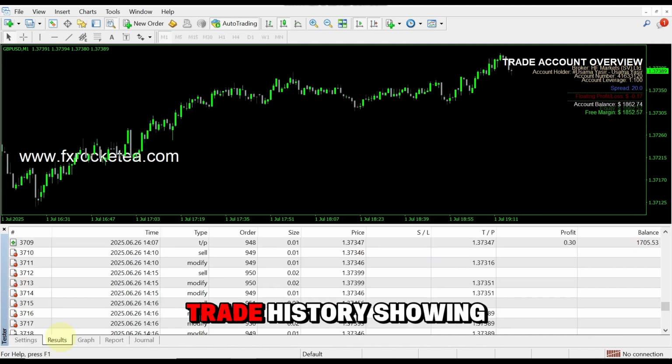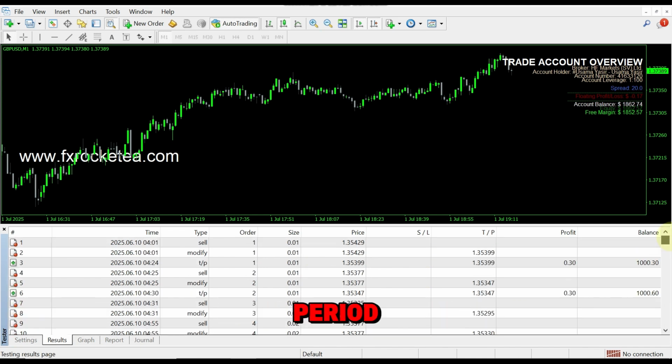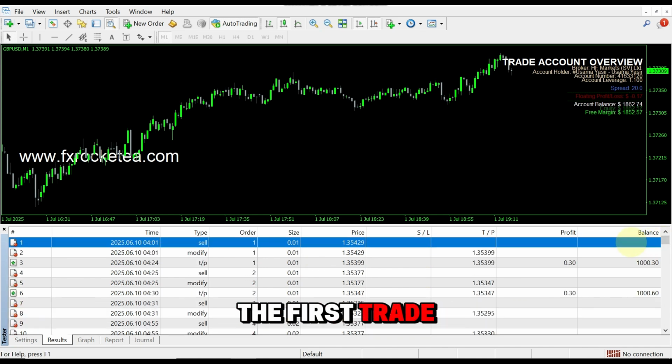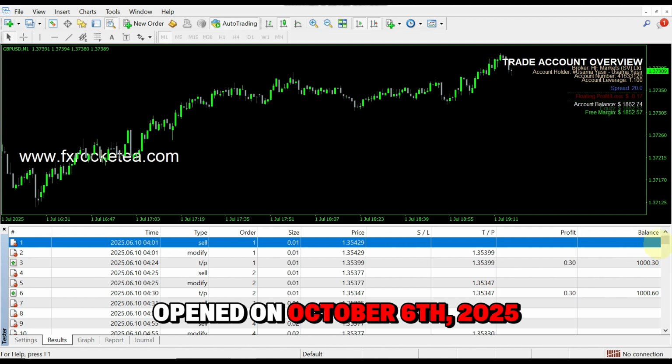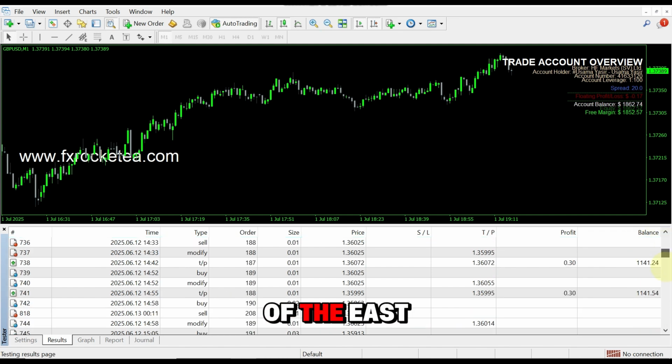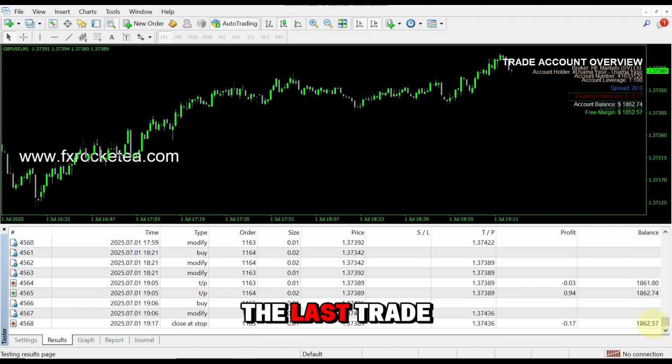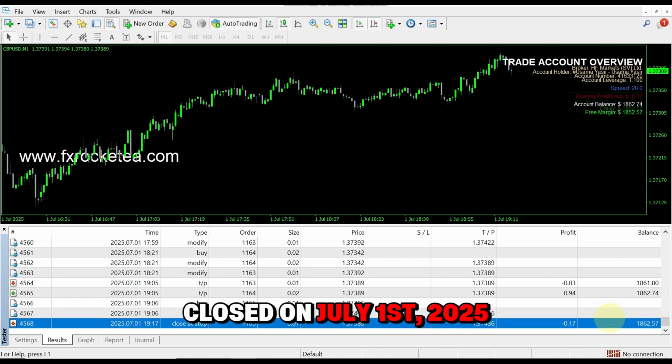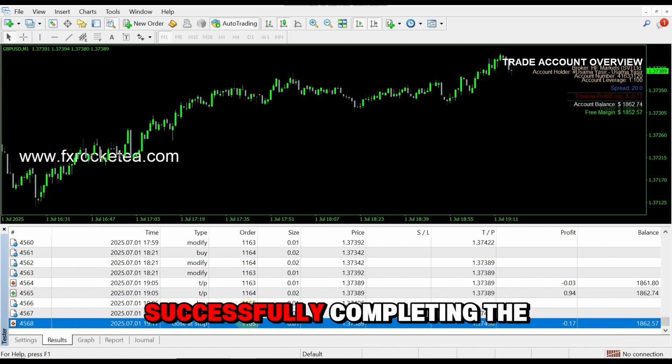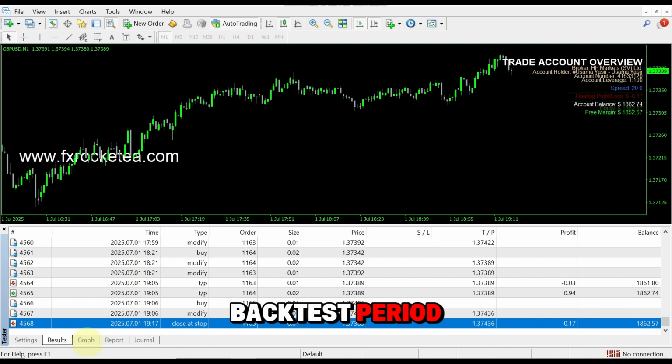Here's the detailed trade history, showing each position the EA executed over the selected period. The first trade opened on the 6th of October 2025, marking the beginning of the performance cycle. The last trade closed on the 7th of January 2025, successfully completing the backtest period.